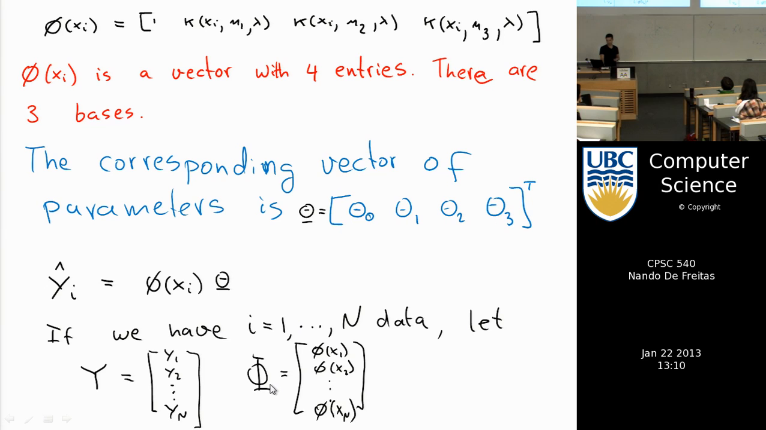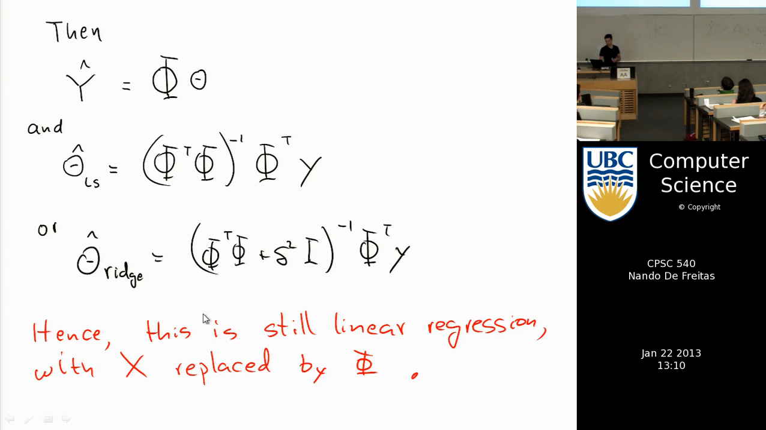I can construct the matrix phi just like I constructed the matrix big X with all my vectors phi. Then I can solve for it either by doing least squares or the ridge estimator, just like we did with X. So essentially, all we're doing is a renaming of X. We're just doing a transformation of the X, calling it phi, but everything else is still the same.